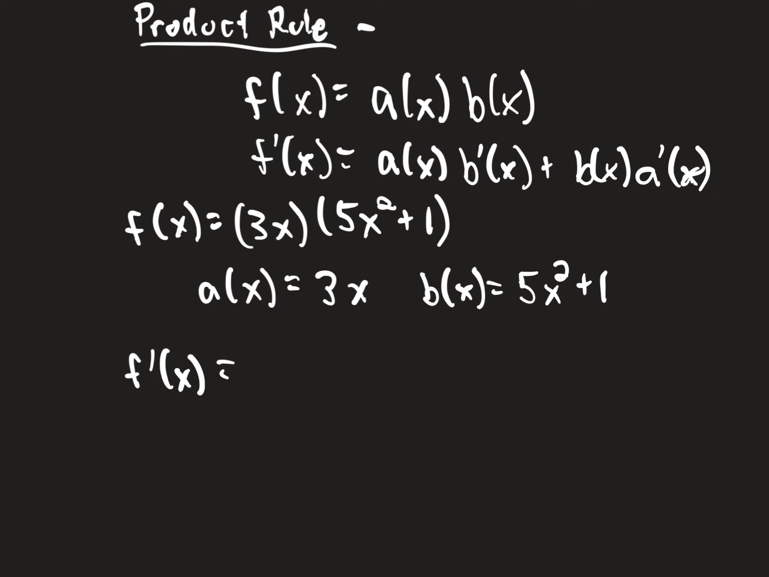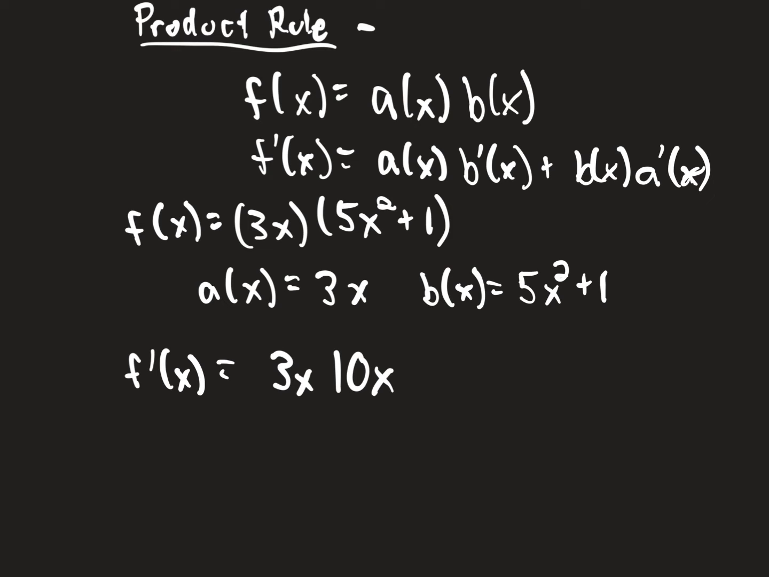Okay, so I need to take a of x and write a of x down. What's a of x? 3x times b prime of x. I need to take the derivative of b of x. What's the derivative of 5x squared plus 1? 10x. I bring the 2 down. 2 times 5 is 10. X to the 2 minus 1 is 10x. So this is 3x times 10x.